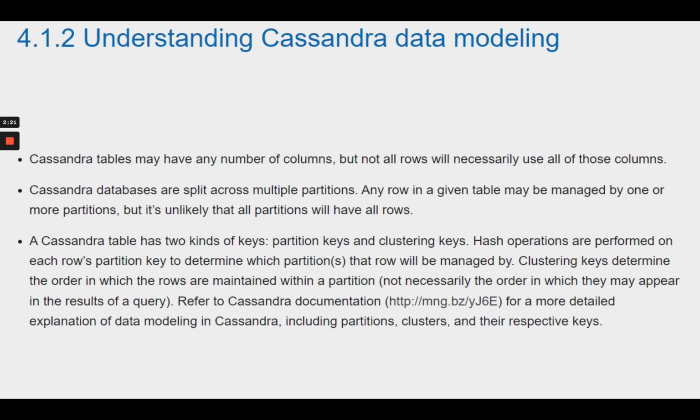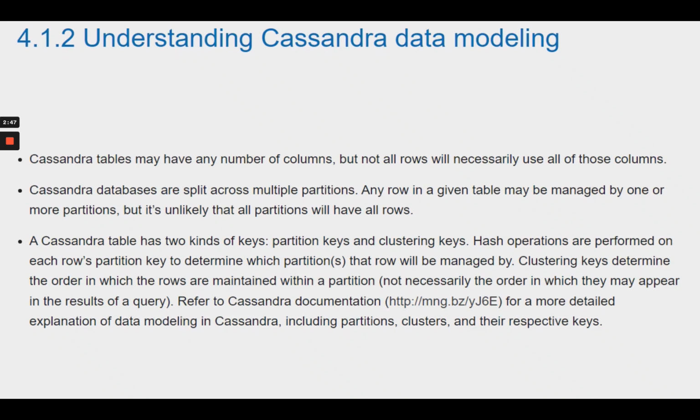Hash operations are performed on each row's partition key to determine which partition or partitions that row will be managed by. Clustering keys determine the order in which the rows are maintained within a partition, not necessarily the order in which they may appear in the results of a query. Refer to the Cassandra documentation, see this link, for a more detailed explanation of data modeling in Cassandra, including partitions, clusters, and their respective keys.